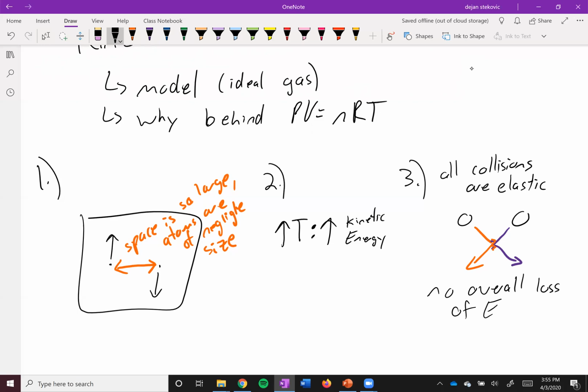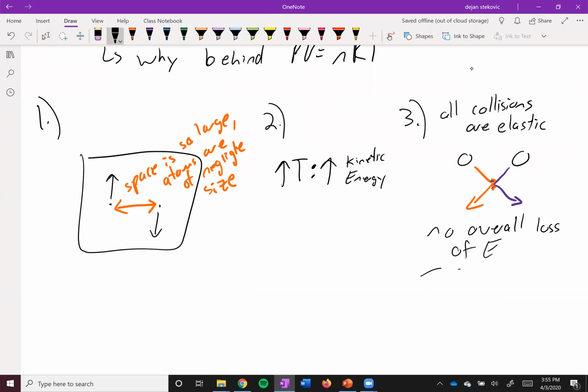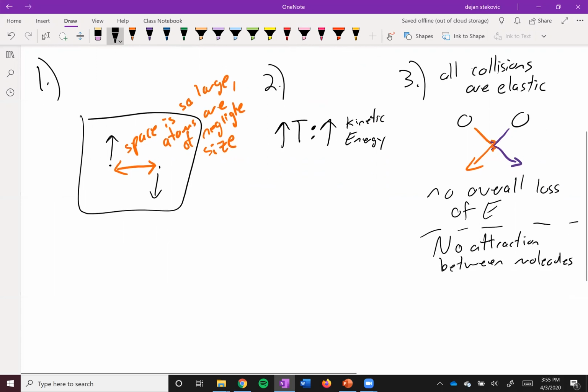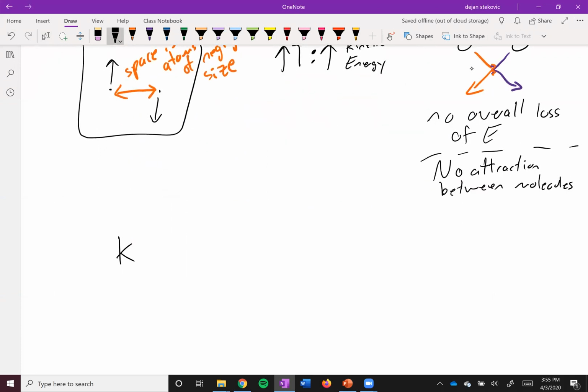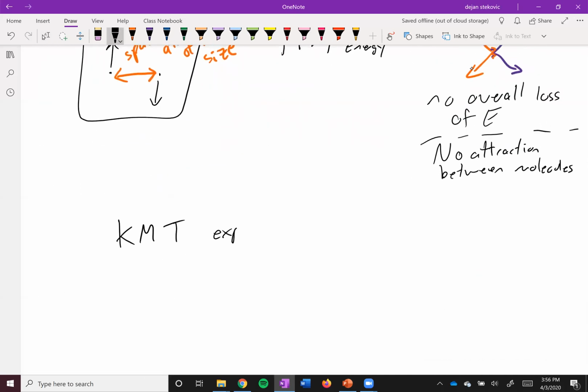A different example would be a car crashing into another car. Both cars would stop. That would not be an elastic collision. The other thing that we're assuming with this elastic collision is that there's no attraction between the molecules. Later on, we'll label that as intermolecular forces, and we'll see how intermolecular forces play an important part in solids and liquids, but not so much in gases. So these three ideas are kinetic molecular theory, and they explain this PV equals nRT relationship.